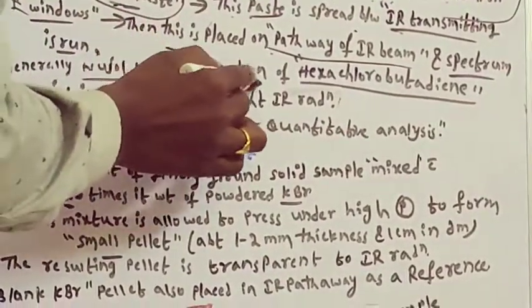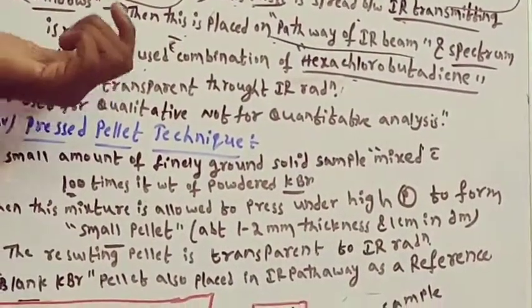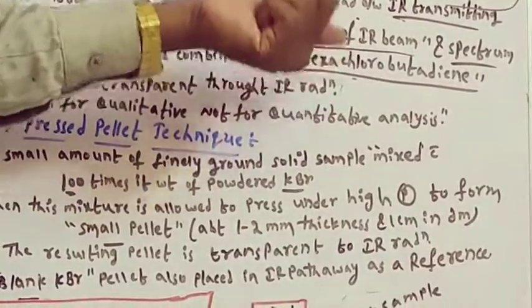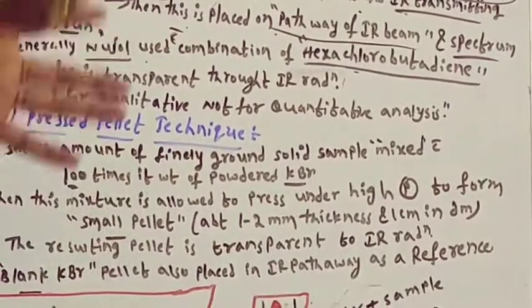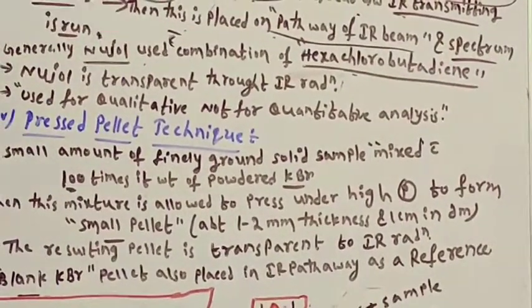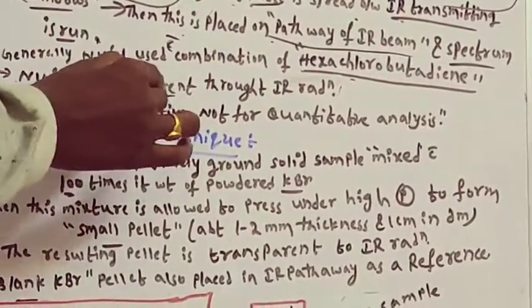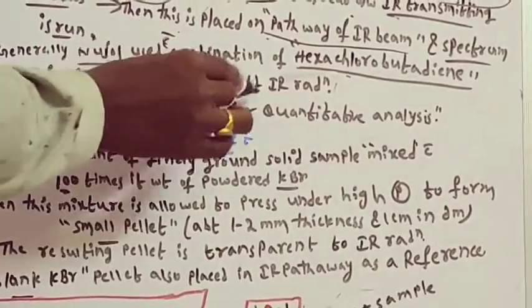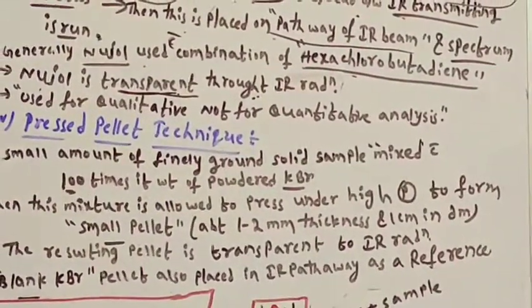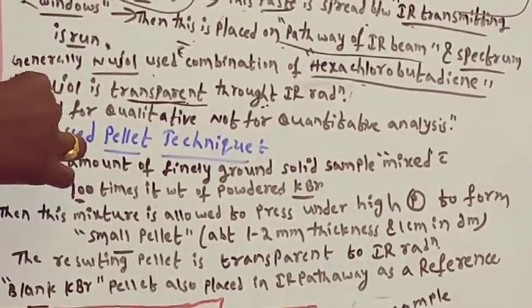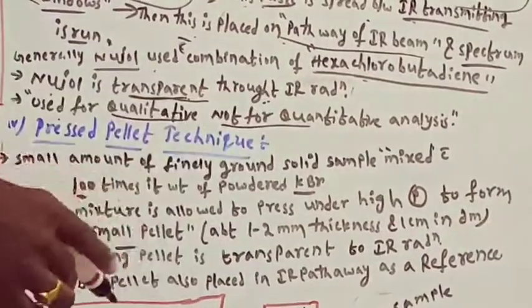Here generally Nujol is used in combination with hexachlorobutadiene. Along with Nujol we also use hexachlorobutadiene for mixing with the sample. Remember that. Why are we choosing Nujol or Mendeleev or high molecular weight liquid paraffin? Because Nujol is transparent throughout the IR radiation. That's why we are choosing it. Okay, and it is used for qualitative analysis, not for quantitative analysis.